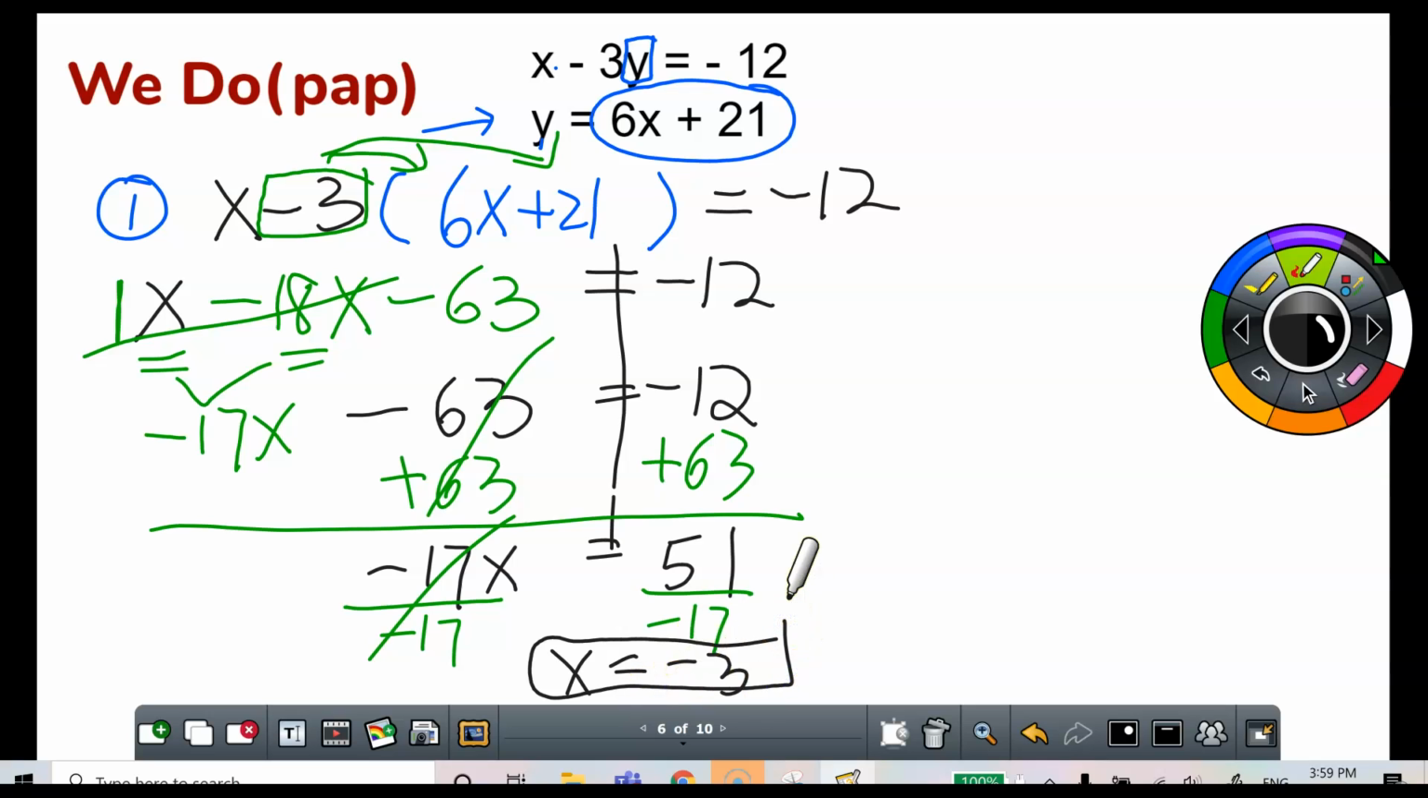Okay. And when you have x equals something, plug it back into the second equation to look for y. So y equals 6 times x. Plug in negative 3 to x. Plus 21, which give us positive 3. And that's it. Okay.